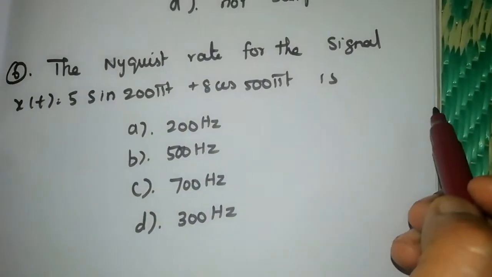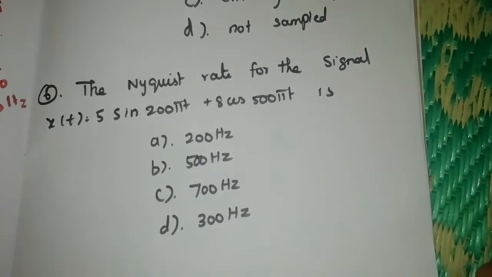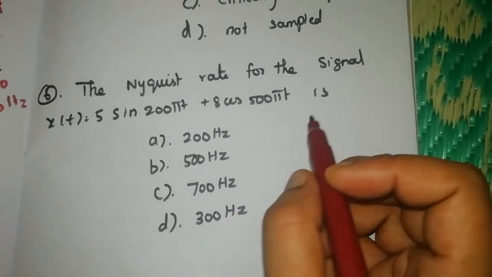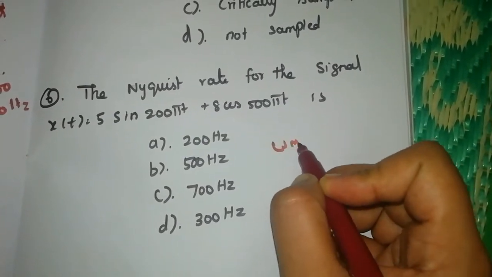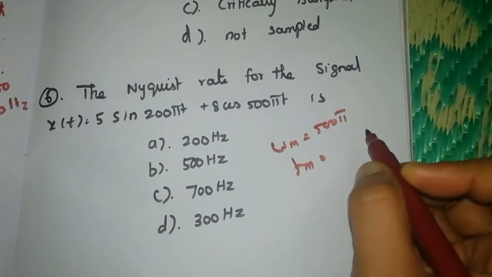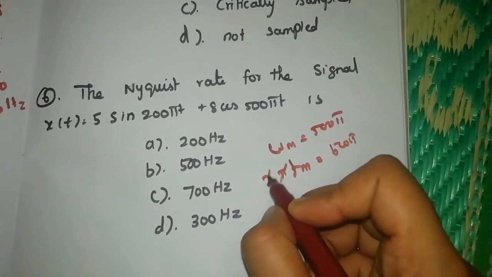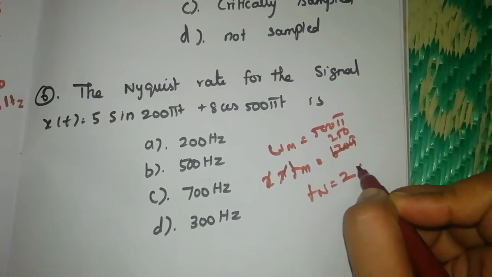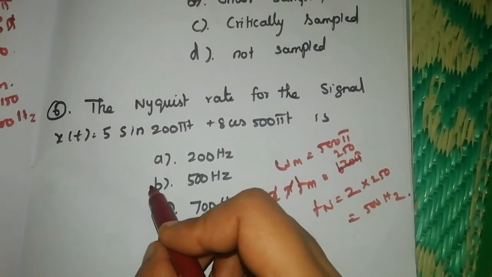Next question, the Nyquist rate for the signal x of t is equal to 5 sin 200 pi t plus 8 cos 500 pi t is, and here the highest frequency is 500 pi. So omega m is equal to 500 pi, that is 2 pi Fm equals 500 pi, so Fm becomes 250, and Fn is equal to 2 into 250, we will get 500 Hz. So here the answer is B.